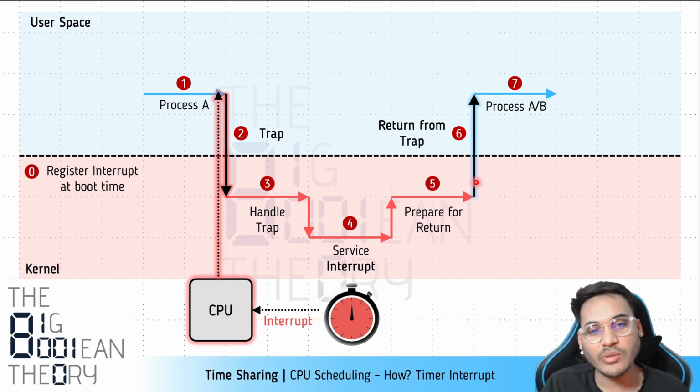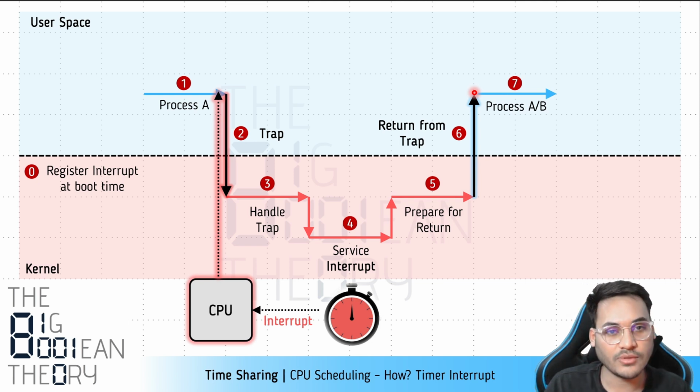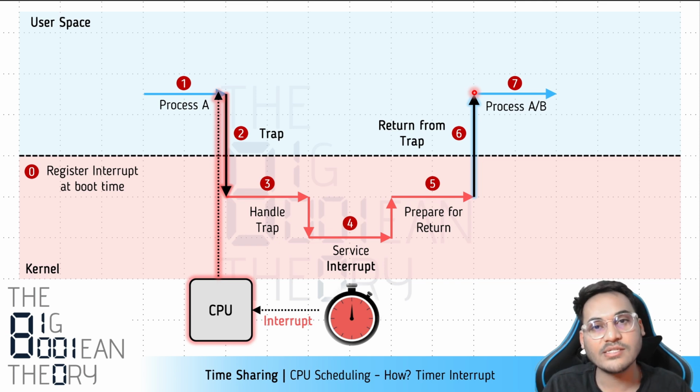So as you can see, during preparing for return, we restore the registers of the new process, and then we return from this trap so that the control is transferred to the user process, right? So the new process starts executing. So all of this happens. The point here that I want to make is that timer interrupts are handled just like other interrupts. They are a form of trap, and the same set of steps are followed. Some of the details vary, but the overall steps remain the same, right?